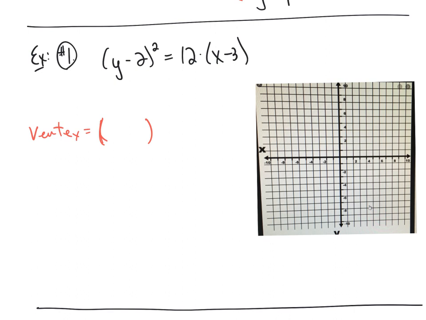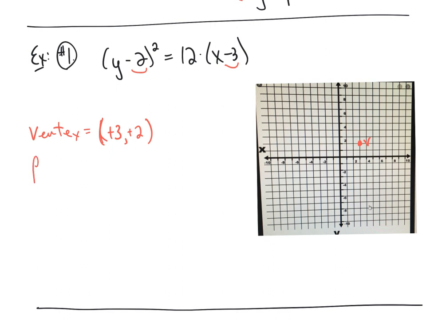Remembering that anything inside parentheses is the opposite sign. So the x coordinate for the vertex is the opposite of negative 3, so positive 3. And the y coordinate of the vertex is going to be the opposite of negative 2, so positive 2. So on our picture then we can locate the vertex 3 to the right and 2 up. And I'm going to put a little v there just to remind you that that's the vertex.